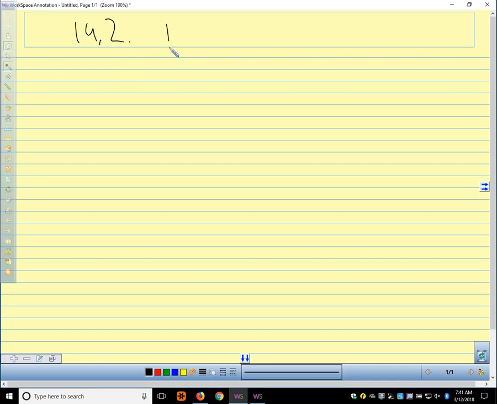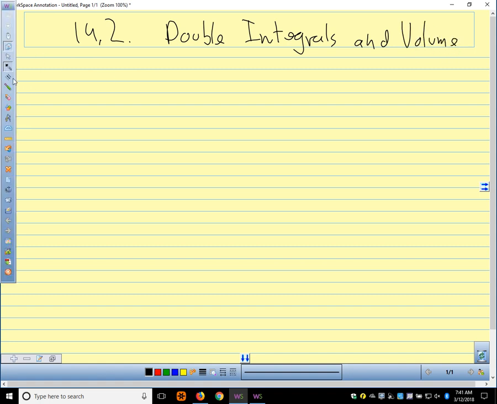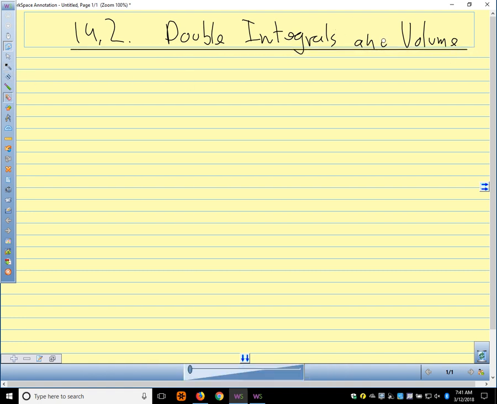All right, so double integrals and volume. We mentioned this a little bit last time, what it would represent if we had some kind of function inside our iterated integral. So that's really what we're going to talk about today.